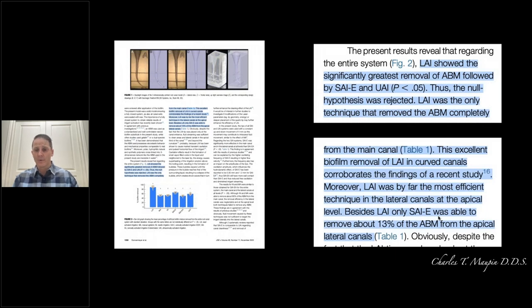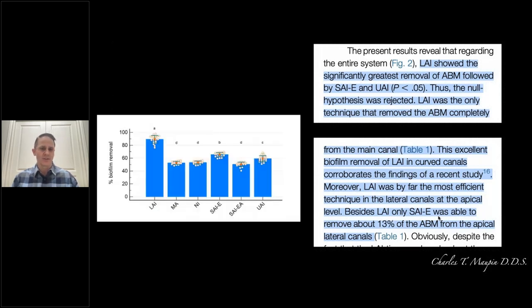And so this excellent biofilm removal of the laser in curved canals corroborates the findings of a recent study, which you can look up from this paper. And moreover, the laser activated irrigation was by far the most efficient technique in the lateral canals at the apical level. Besides LAI, only SAI was able to remove about 13% ABM from the apical level. So it talks about efficiency of removing it from the lateral canals. I'm going to show you just the overall efficiency that you get incorporating the laser. And this is just a little chart that they had showing how they all compared in percent biofilm removal.